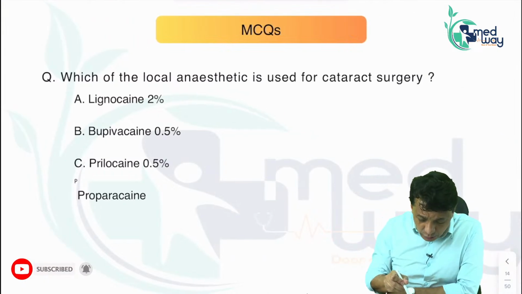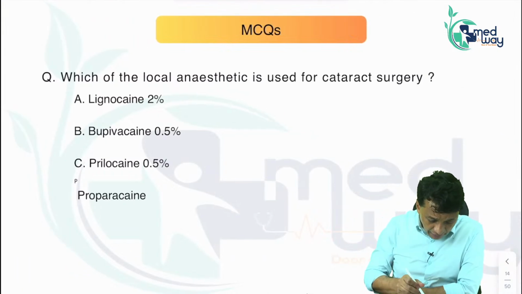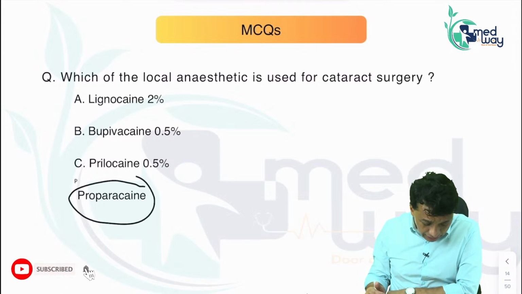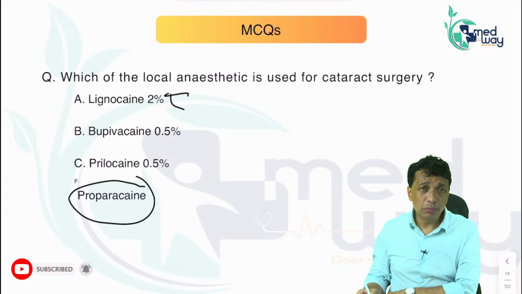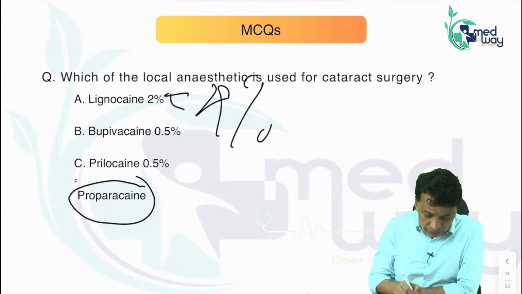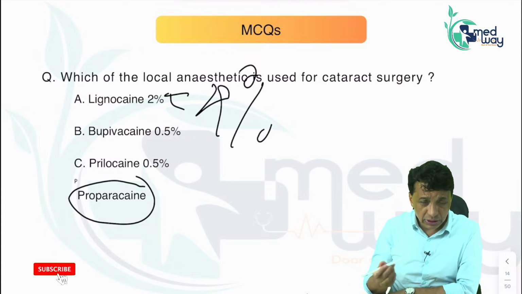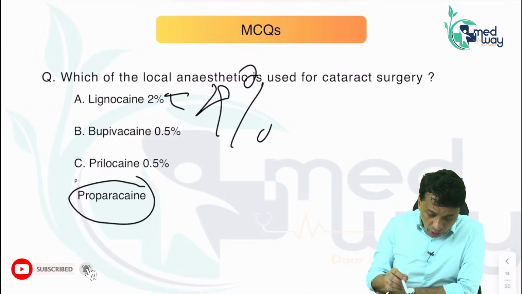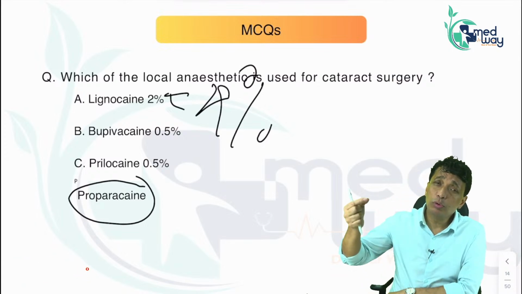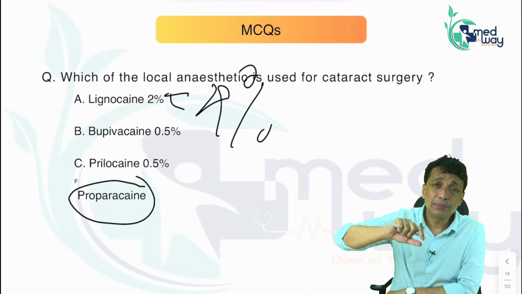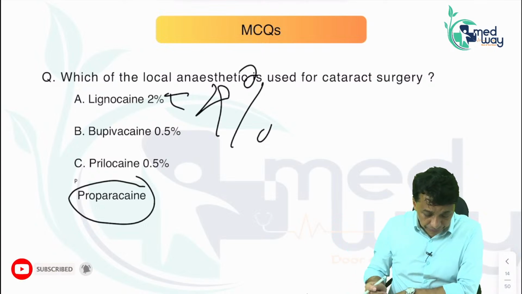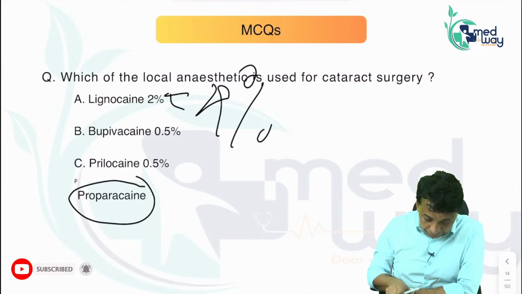Which of the local anesthetics is used for cataract surgery? We have here proparacaine. Remember, if you have a choice, there's some doubt here. Lignocaine we don't use anymore because it is not so long acting. Lignocaine 4% is the topical anesthesia, 2% is injectable anesthesia. Nowadays, for injectable anesthesia, we can use lignocaine 2%. If we want to do just the surface, which is what we do, topical anesthetic nowadays, then we use proparacaine. So, the answer is proparacaine here.